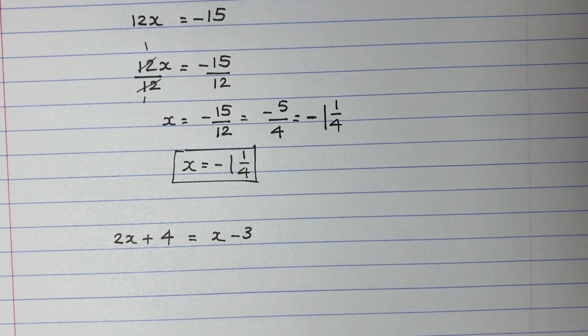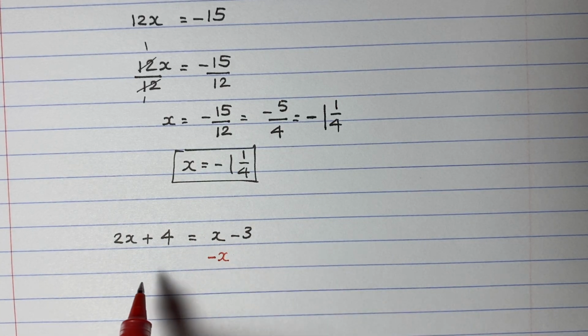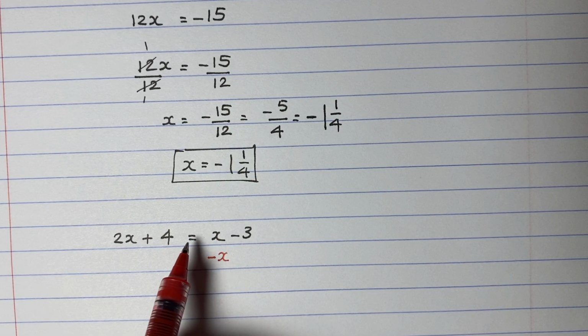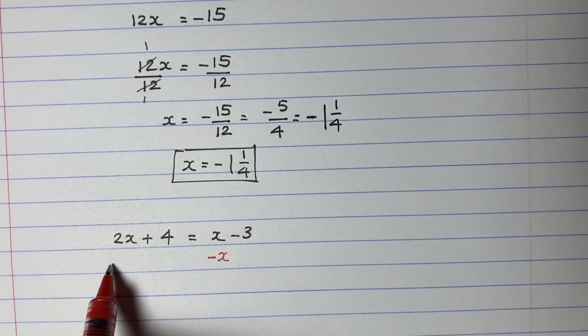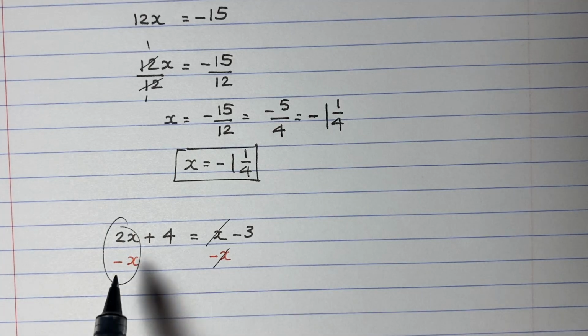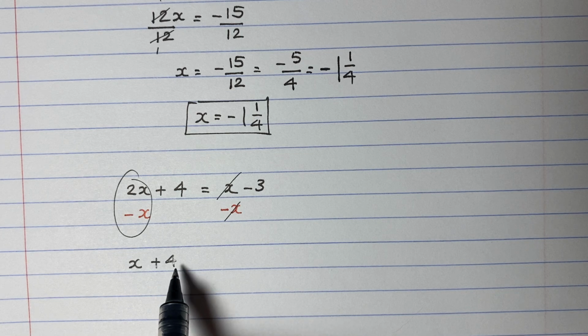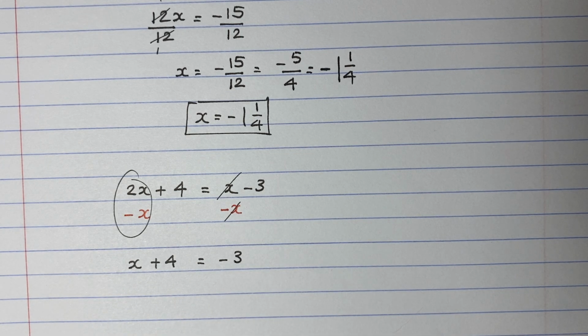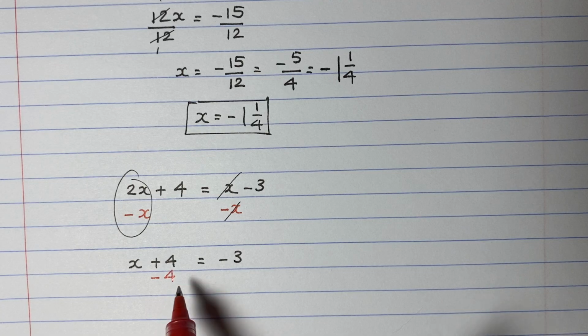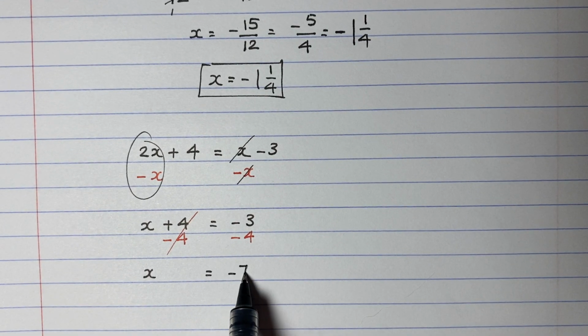Remove that many x from both sides, as you can see on the smaller side. There are less x here than here. So I remove x from both sides. So this side ends up with no x. And here we have 2x take away x, 1x plus 4 equals minus 3. Then I remove 4 from both sides to get rid of the plus 4, and x equals minus 7.